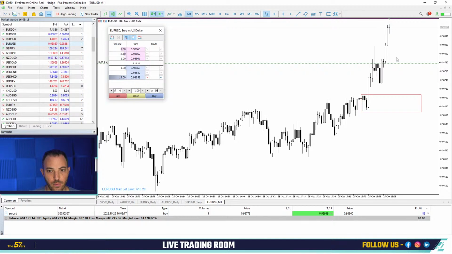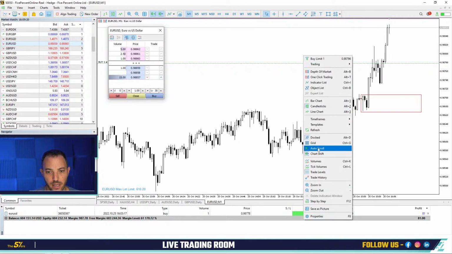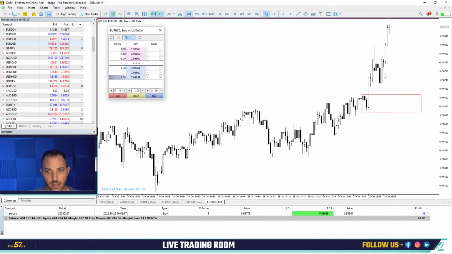And I'm waiting now for a pullback to continue. Now, if I hide my entry there, we got this demand area. We now have a new kind of tiny demand right there. So this is a mid-range demand. So pullback to that area, those are good opportunities to buy.